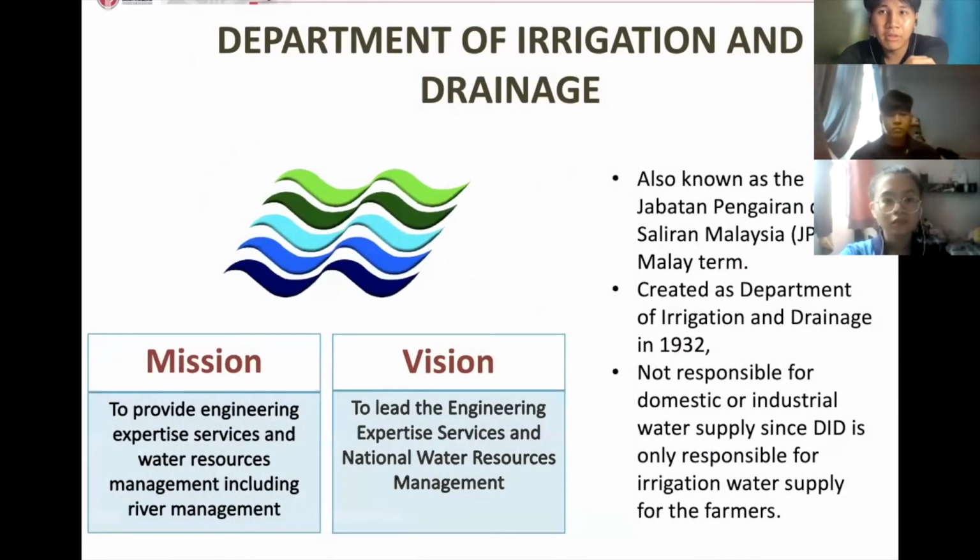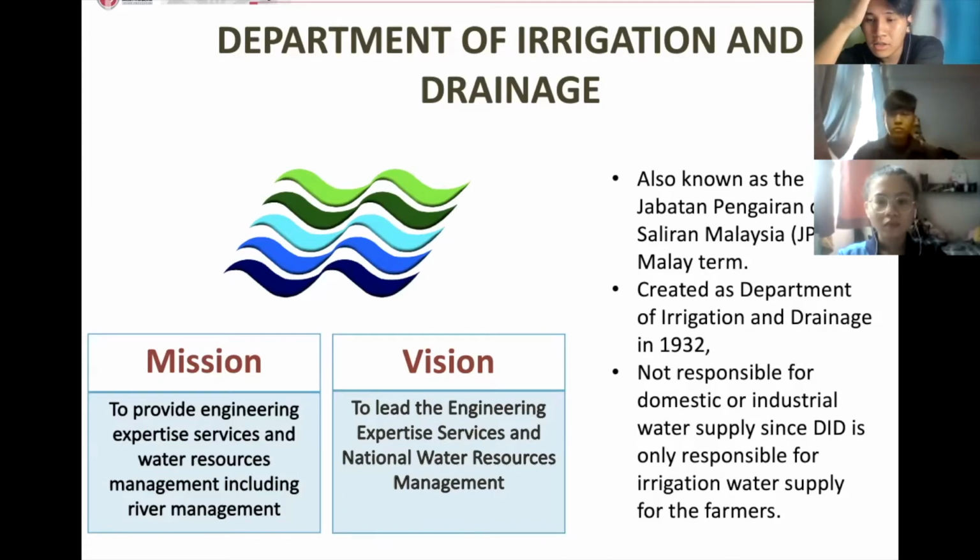Next is the Department of Irrigation and Drainage, also known as Jabatan Pengairan dan Saliran Malaysia in Malay. It was created in 1963. This DID, short form for Department of Irrigation and Drainage, is not responsible for domestic or industrial water supply.